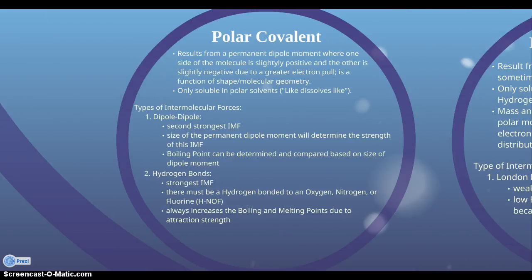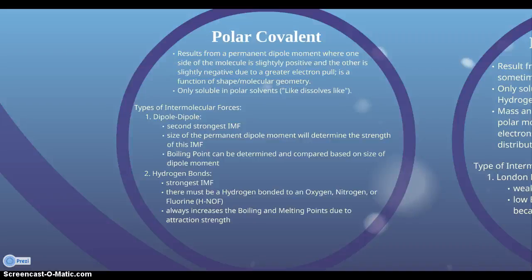Now, polar covalent. This results from a permanent dipole moment where one side of the molecule is slightly positive and the other is slightly negative due to a greater electron pull. This is a function of shape, or molecular geometry. These are only soluble in polar solvents, like dissolves like, remember? Now, types of IMFs. For polar covalent, you have two.